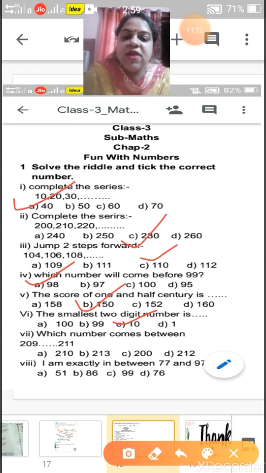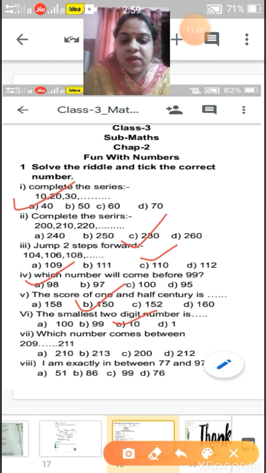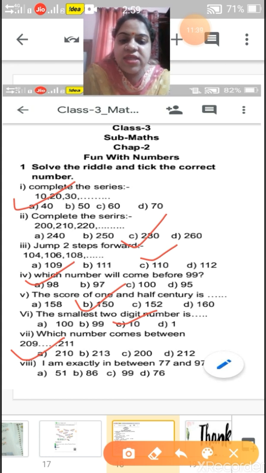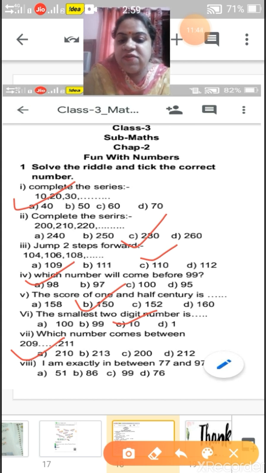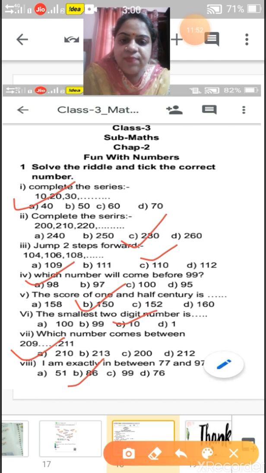Now which number will come between 209 and 211? Which number will come? Yes, you are right. That is 210. I am exactly in between 77 and 97. So it will not be that, because it is before 77. So we have to find out between 77 and 97. That is 86.